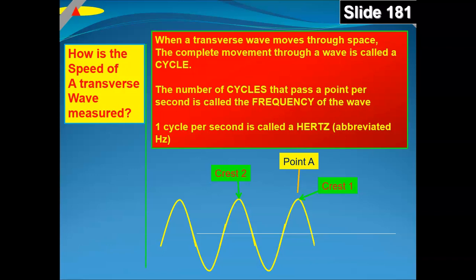A cycle is simply a number. It's how many times the wave goes down and comes back up to the next crest, goes down and comes back up to the next crest. So it's simply a number. That's the difference between a wavelength and a cycle. And if it goes through a cycle in 1 second, that's called a hertz. And that's the frequency.